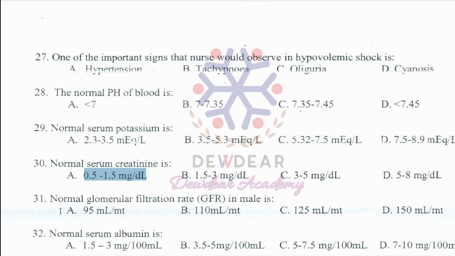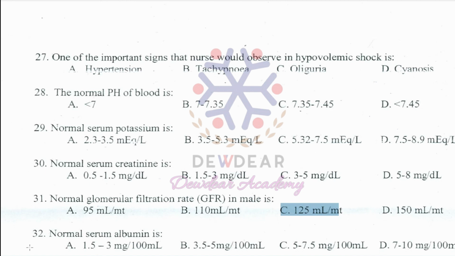Next question. Normal glomerular filtration rate in males. Normal GFR in males is: 95 milliliter per minute, 110 milliliter per minute, 125 milliliter per minute, 150 milliliter per minute. Option C is the correct answer, 125 ml per minute. Then question number 32.